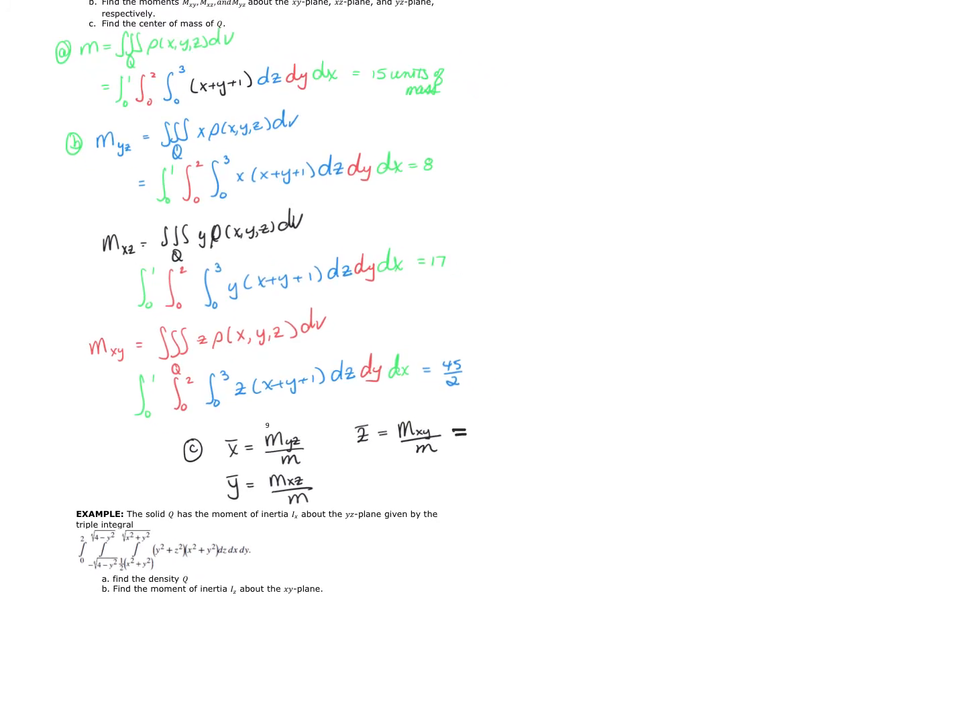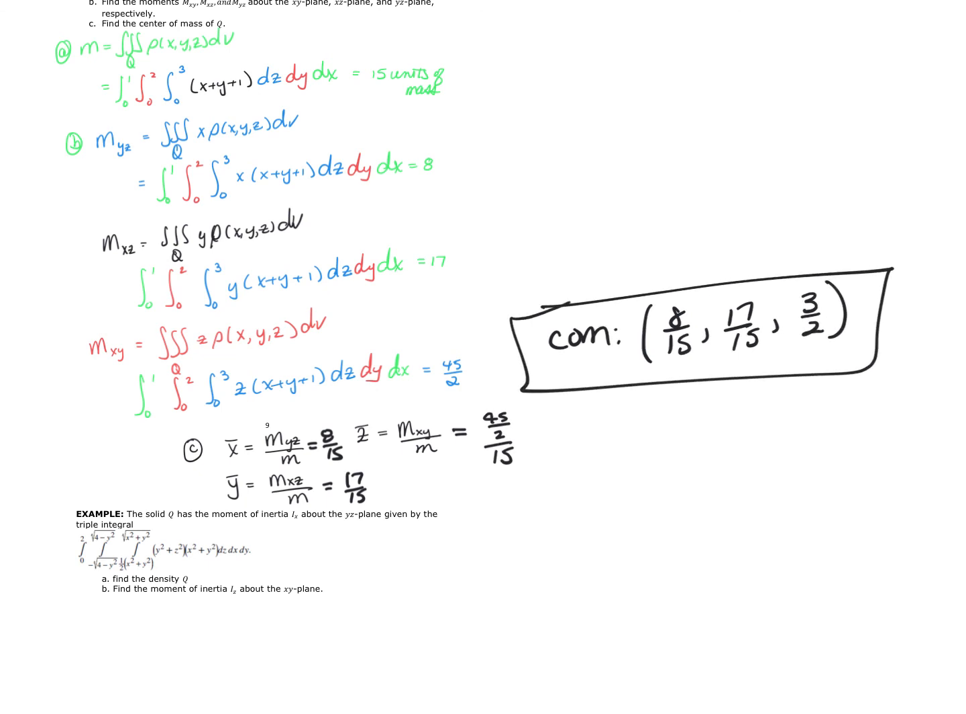So my z bar is going to be 45/2 divided by 15. Make sure you reduce that. My y bar is going to be 17/15. And my z bar ends up becoming 8/15. So my center of mass for this is going to be 8/15, 17/15, and this reduces to 3/2. So that is the location of the center of mass for this particular shape with that density.